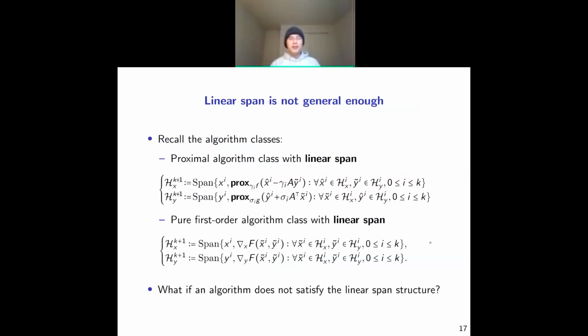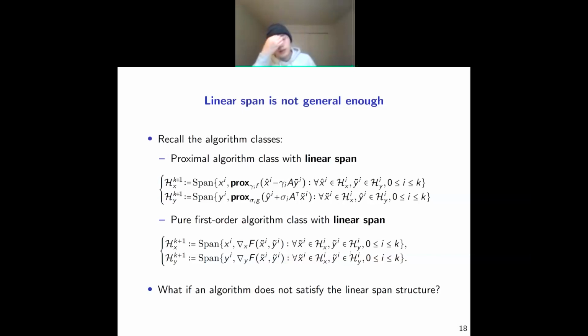Okay. So these are the 4 cases of the lower bounds for either strongly convex, strongly concave, or non-strongly convex, non-strongly concave, with or without the bilinear coupling structure. So if we recall the way that we defined the previous algorithm classes, we'll see that everything lies in the linear span of some subspace generated by previous information, both for this proximal and pure first order algorithm.